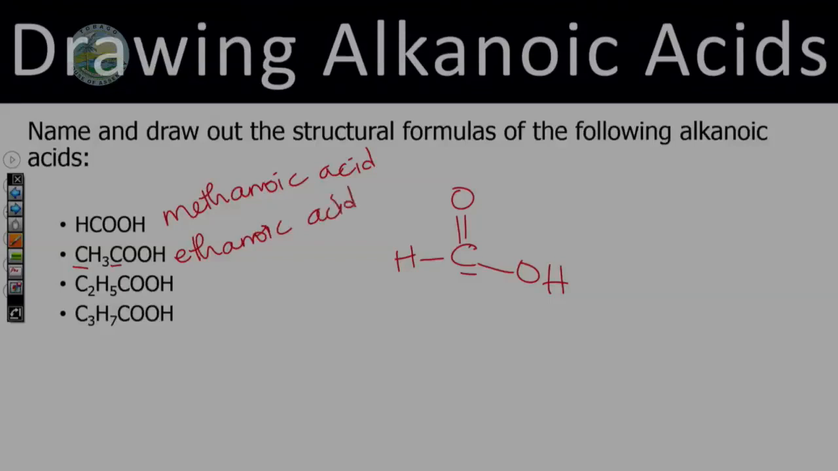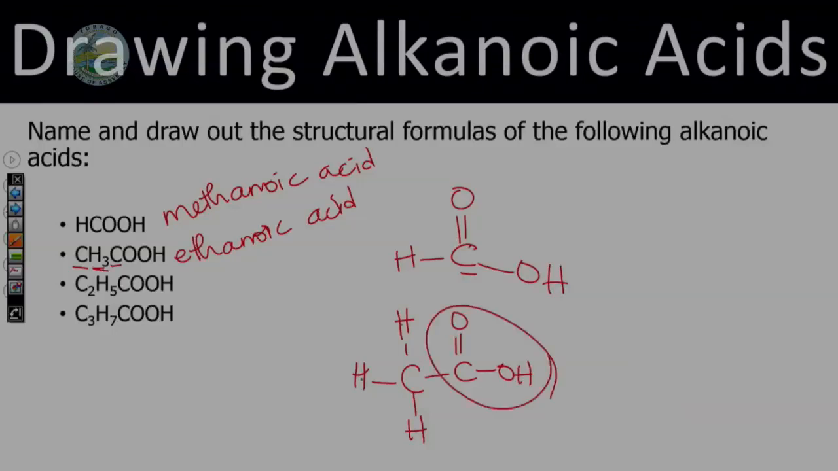So how do we draw them? We know that one carbon is going to be your functional group bonded to an OH group, and of course another carbon is going to be added to that. This carbon has three hydrogens, 1, 2, 3. So these are the three hydrogens that we have here, and our carboxylic acid group.